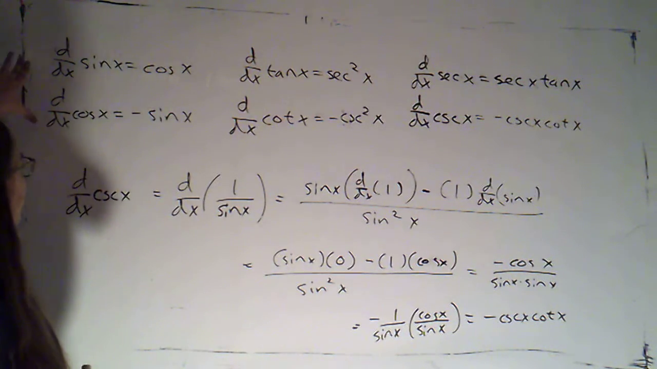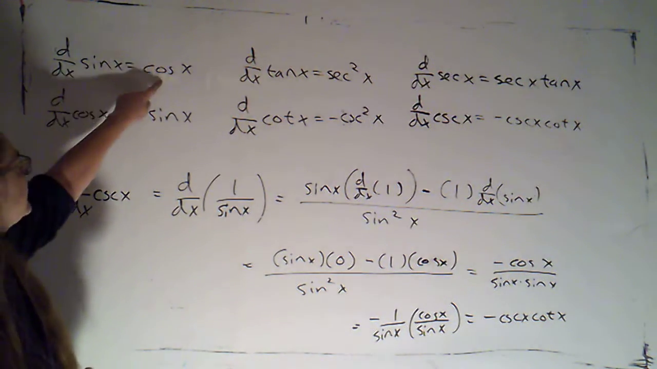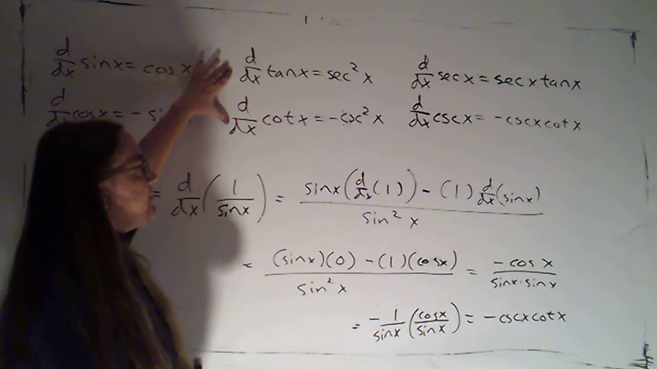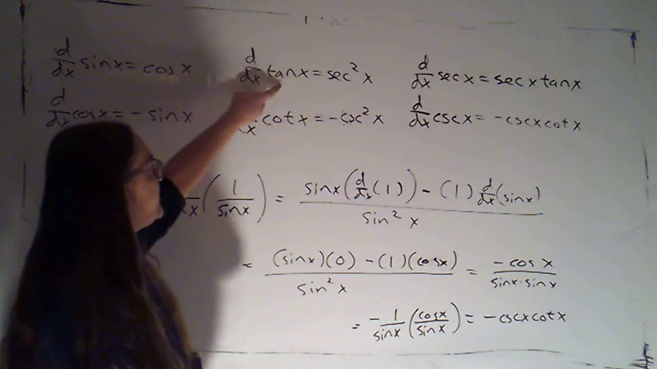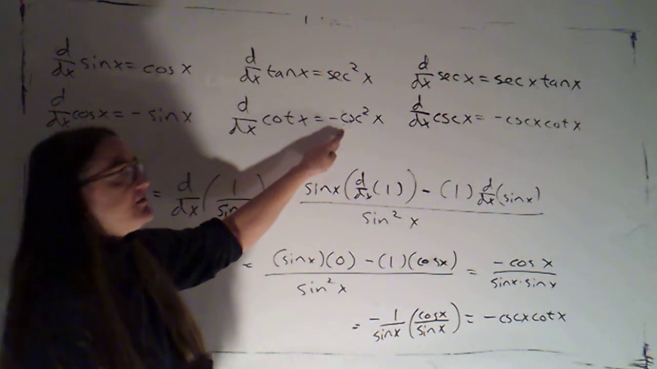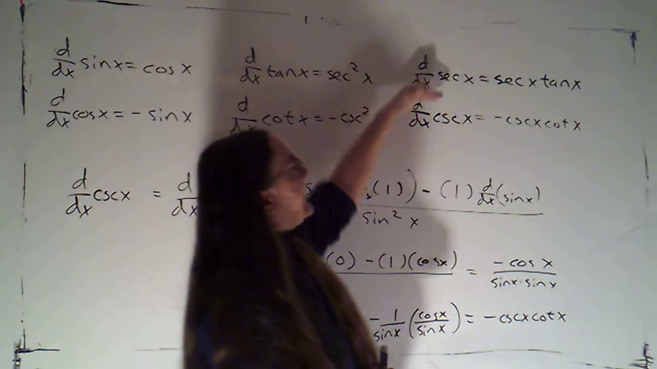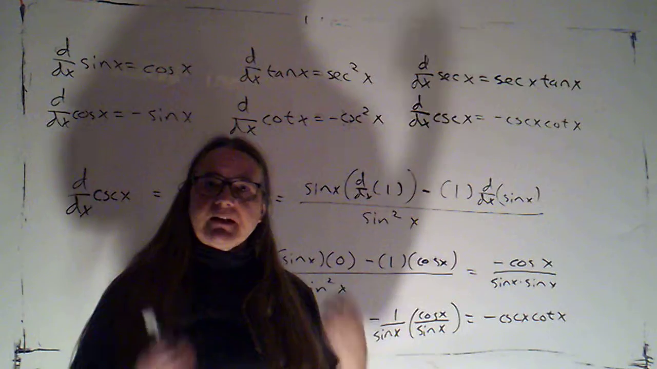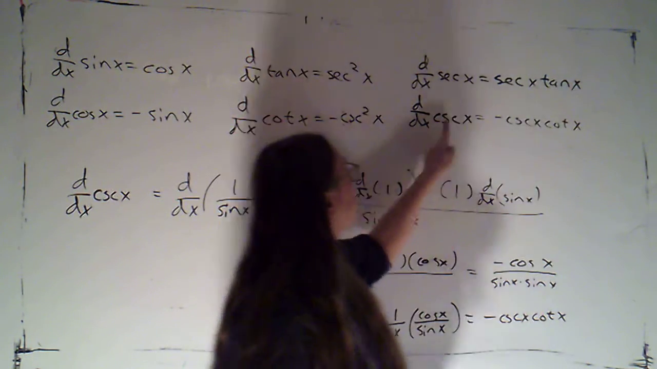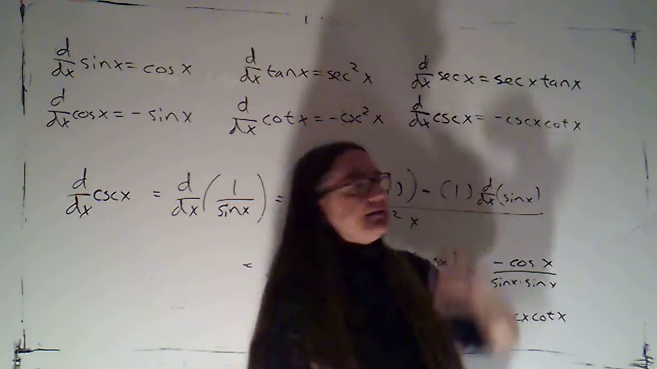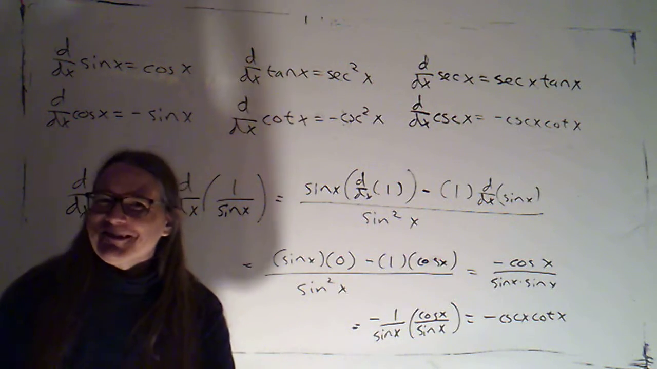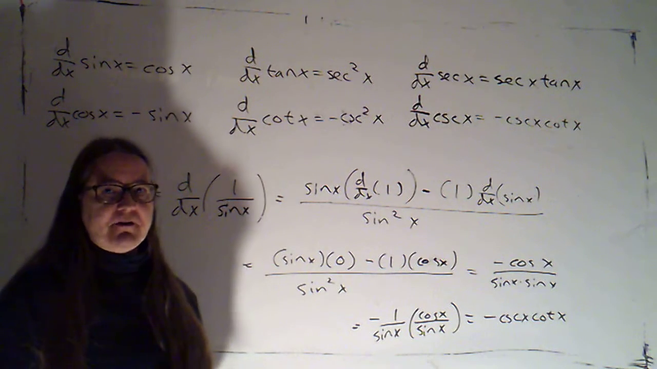The trig functions sort of come in pairs. Derivative of sine is cosine, derivative of cosine is negative sine. Okay. Tangent and cotangent follow a similar pattern. Derivative of tangent is secant squared, derivative of cotangent is negative cosecant squared. Secant and cosecant follow a similar pattern. Each is a product. Derivative of secant is secant times tangent. Derivative of cosecant is negative cosecant times cotangent. Okay. So there's sort of 3 patterns, each of which applies to a pair of functions.